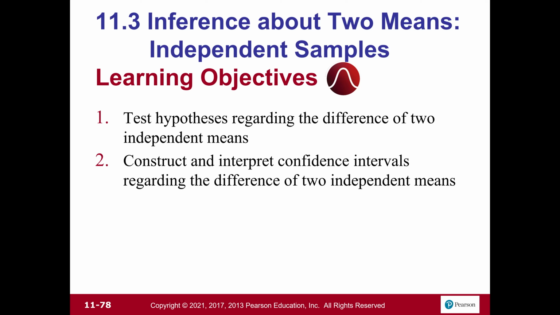All right, so finally we're going to talk about 11.3, the inference about two means and the independent samples. There are two objectives here: to test the hypothesis regarding the difference and construct and interpret confidence intervals.